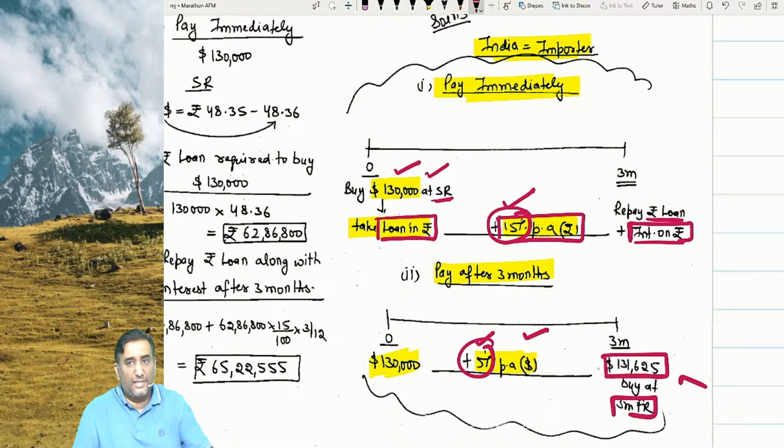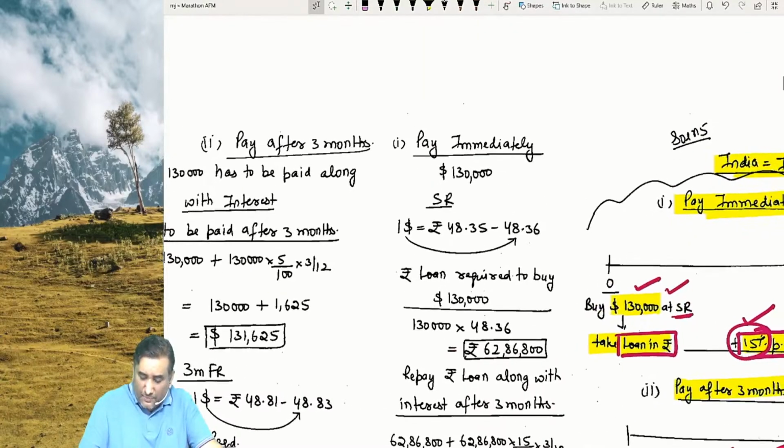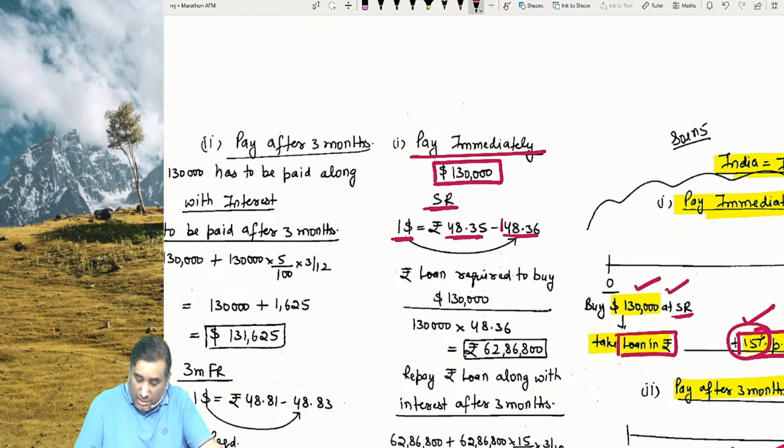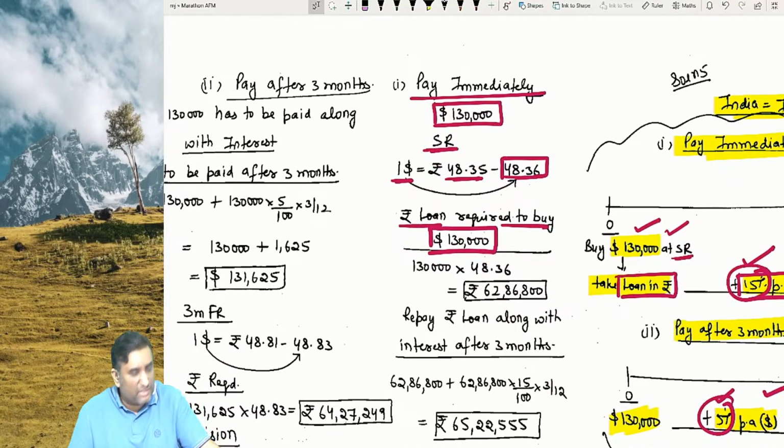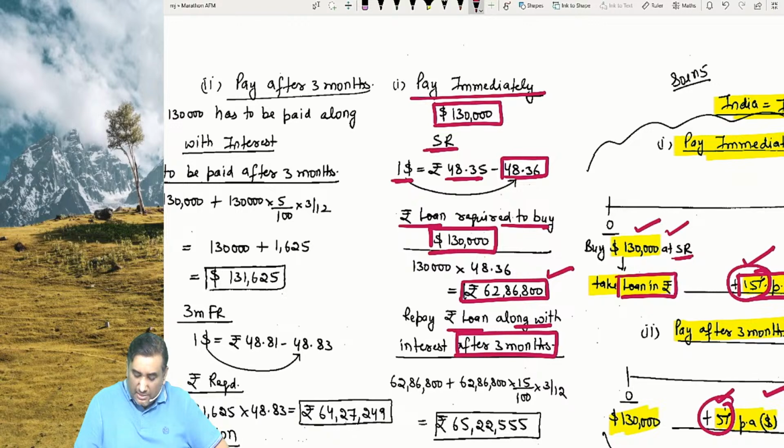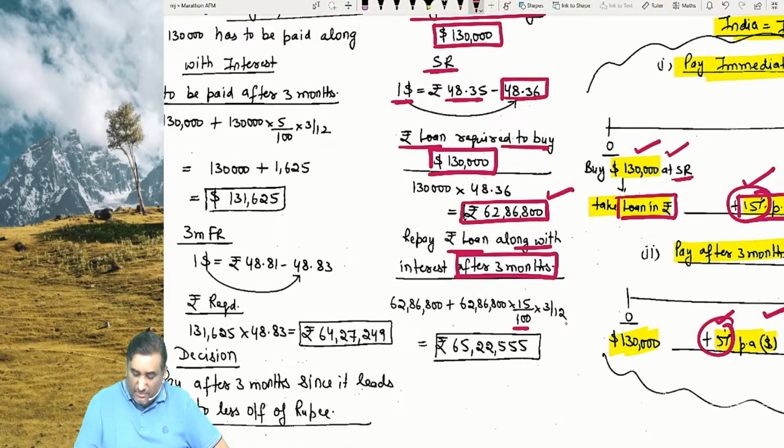Now in the first case, pay immediately. The rates are given to you. When I say pay immediately, the dollar to be paid is what? $1,30,000. You have a spot rate. $1 is 48.35 and 48.36. How much rupee loan will be required? The rupee loan required to buy $1,30,000 would be equal to 48.36 into 1,30,000, that will be equal to 62,86,000. You buy the dollars, make the payment of dollars to the exporter. His work is done. And this loan, repay the rupee loan along with interest after how many months? 3 months. So after 3 months when you pay, it's into 15 by 100 into 3 by 12. The rupee outflow is 65,22,000.